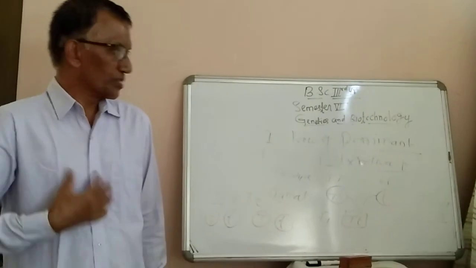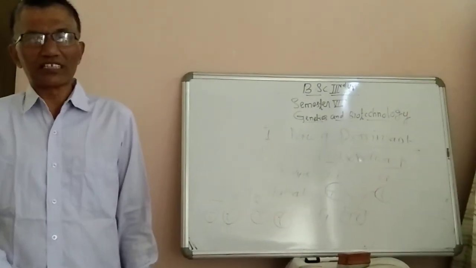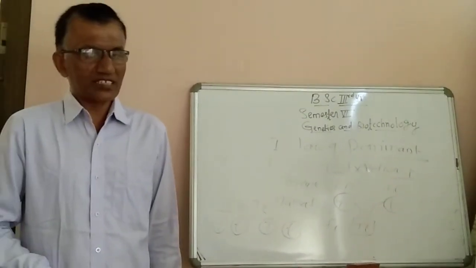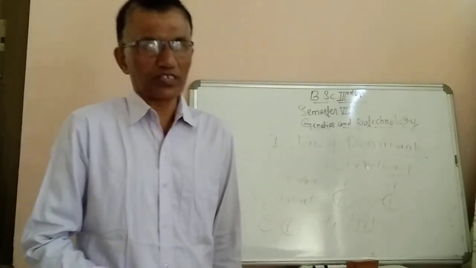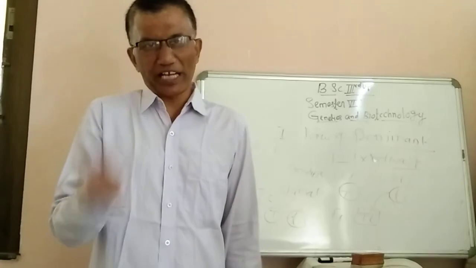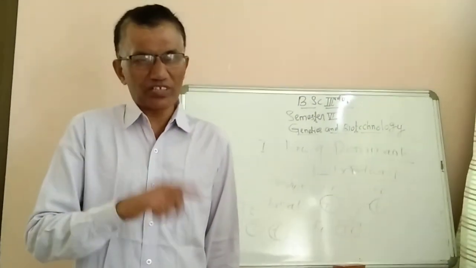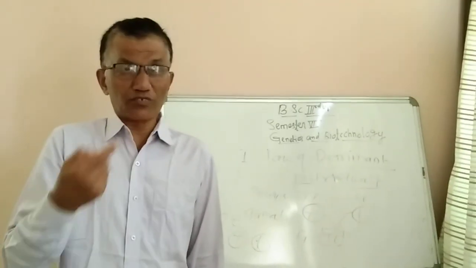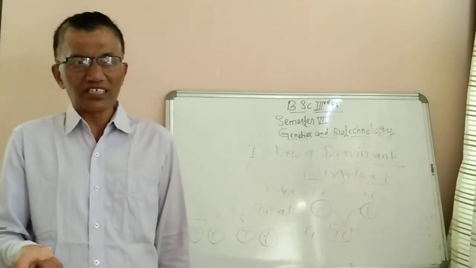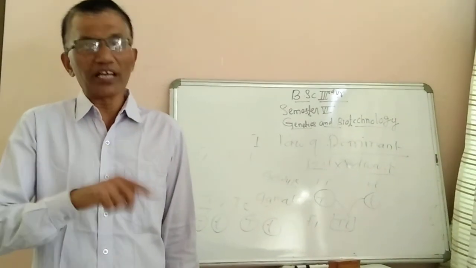So tomorrow we are going to discuss the law of segregation and the law of independent assortment again. With this, today we are going to stop here. After that, we will discuss what is test cross and what is back cross. And one more thing mentioned in your syllabus is incomplete dominance and codominance. What is meant by incomplete dominance? What is meant by codominance?